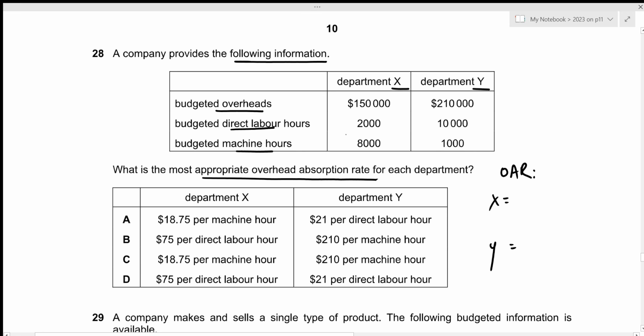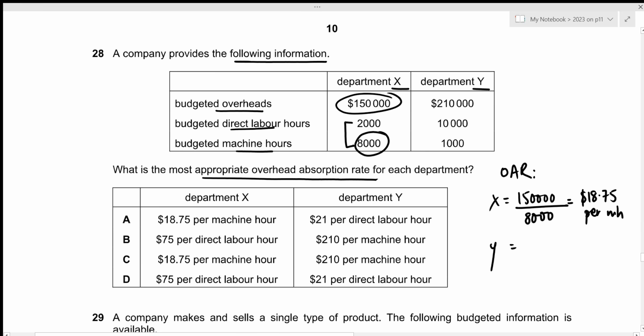We first start with the budgeted overheads. For X, it's 150,000. Then we divide it by the higher of the budgeted direct labor hours and budgeted machine hours. In this case, we can see that the machine hours is higher, so that will be 8,000. So the overhead absorption rate for department X is going to be 18.75 per machine hours.